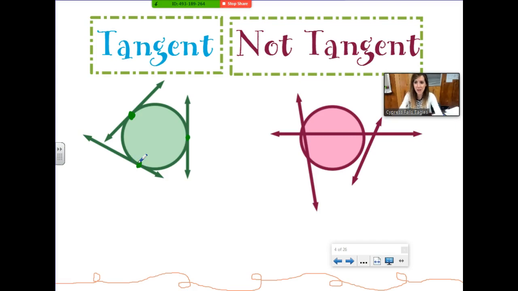What is that point called where a tangent line intersects a circle? Point of tangency. POT, the point of tangency. The other picture that's red, bad, means that there is either intersecting zero times or two times, which is not legal. Those are not tangent lines.